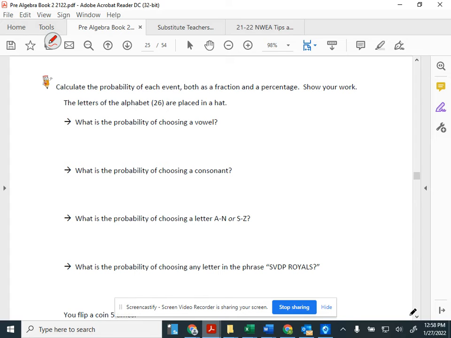So let's just pause. How many possible outcomes are there if we put the letters in the hat, Naveen? Yeah, there's 26 letters in the hat. There's 26 possible outcomes. So we look at choosing a consonant. You need to know how many consonants there are. Choosing a vowel. How many vowels are there? Who knows how many consonants are there? Paul?